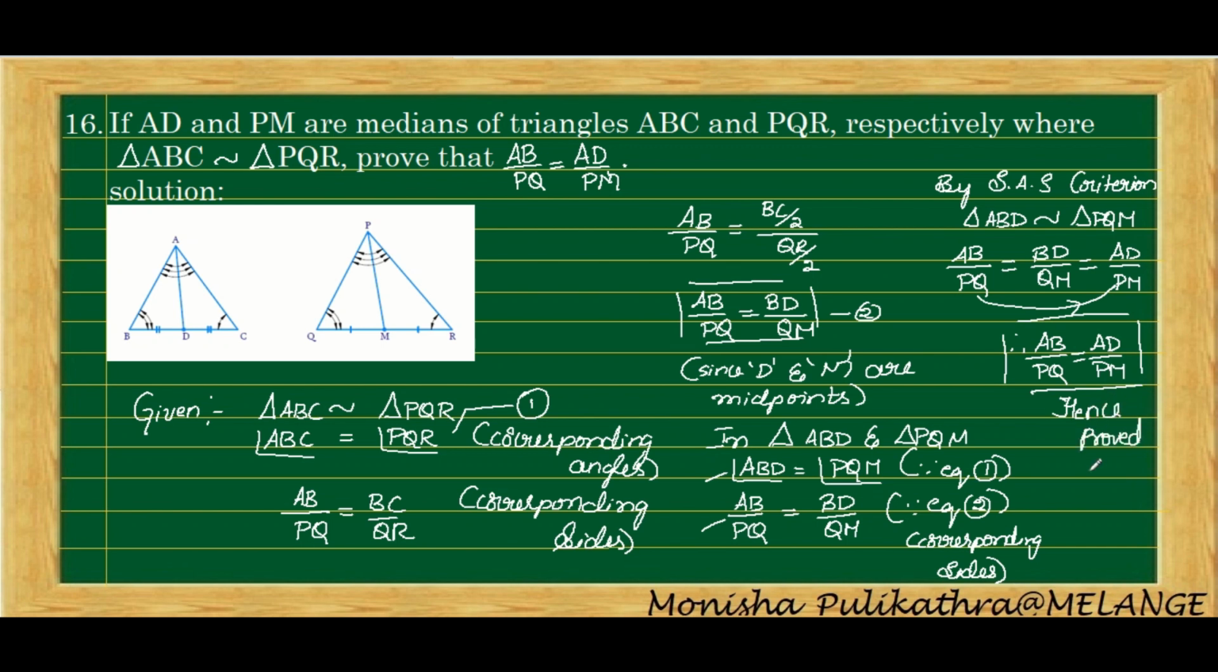I hope you understood this. This is the last question of this session. All the questions were a little bit lengthier, so don't get confused. If you practice it well, it will come. All these proofs are made by SAS, SSS and AAA similarity criteria. If you know the concept of it clearly, whatever question they have given, you can solve it easily.